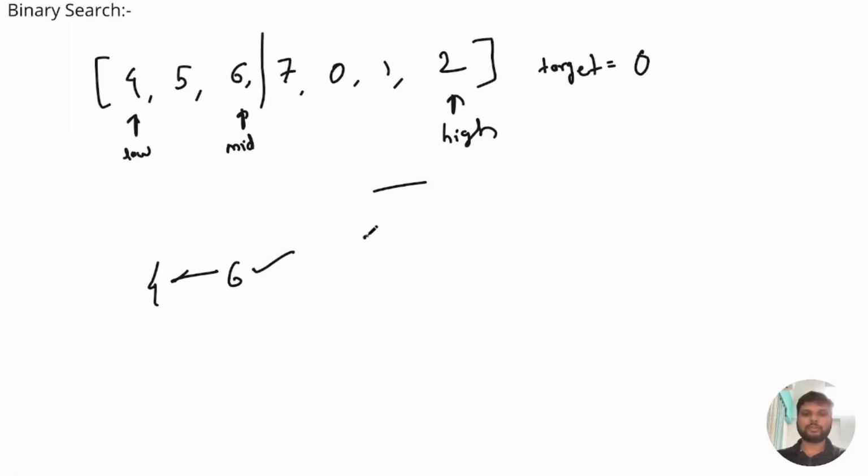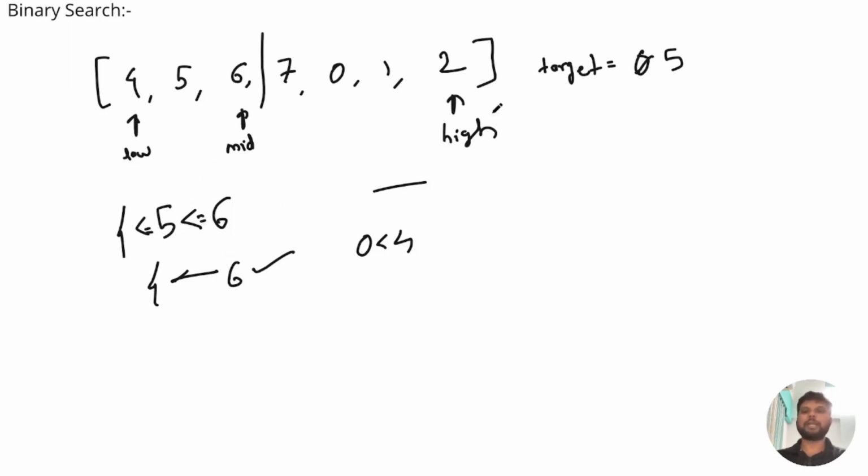As 0 is lesser than 4, this element cannot exist in this partition. Okay, consider if the target would have been 5. In that case, we could have said that 5 is actually greater than 4 and it is lesser than 6, right? Let's make it greater than or equal to. So we can definitely say that 5 will exist in this part of the array.